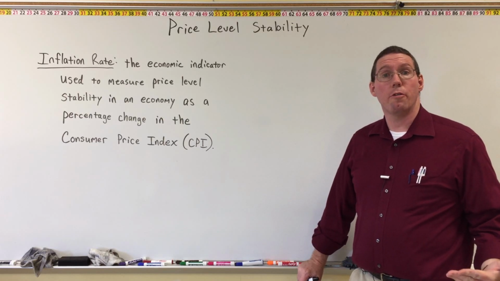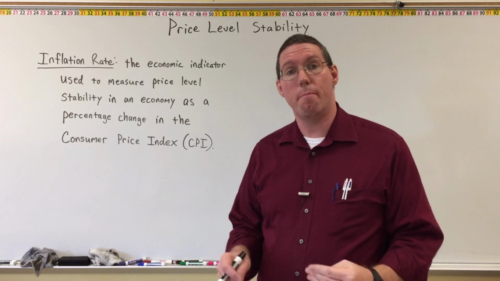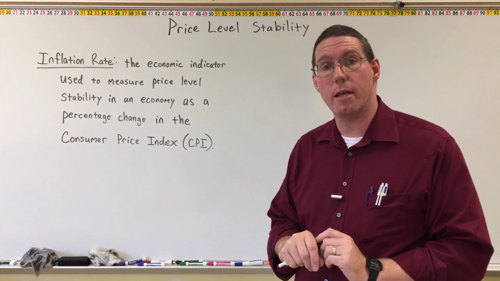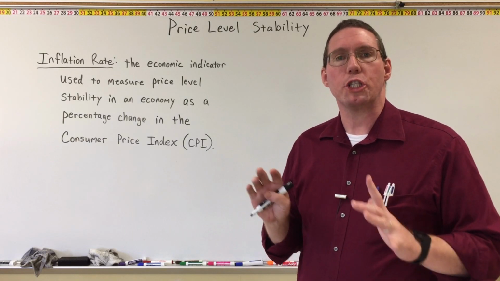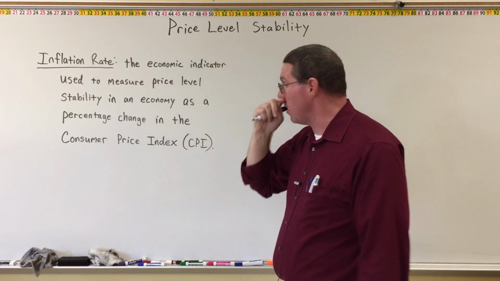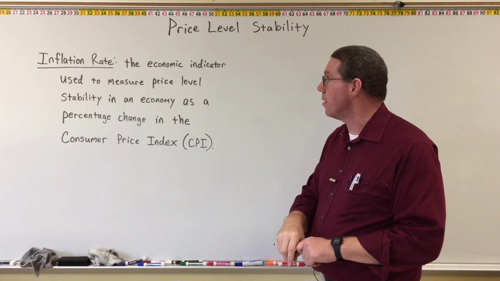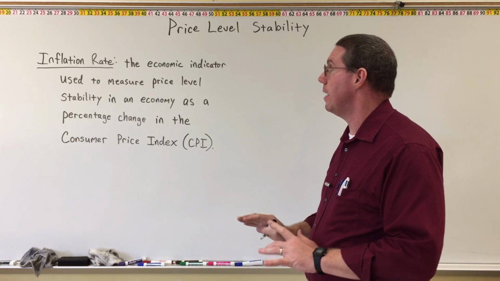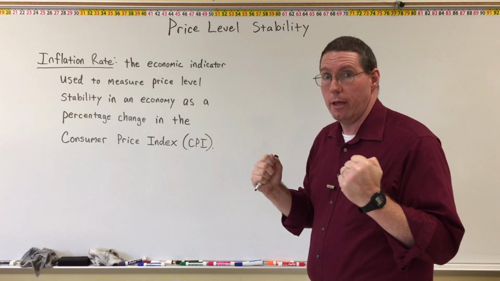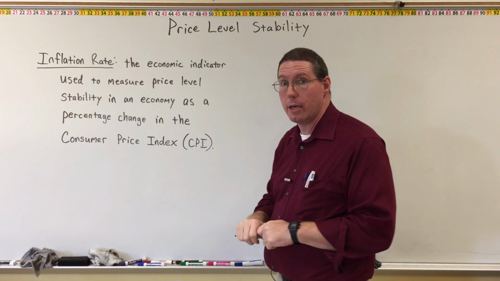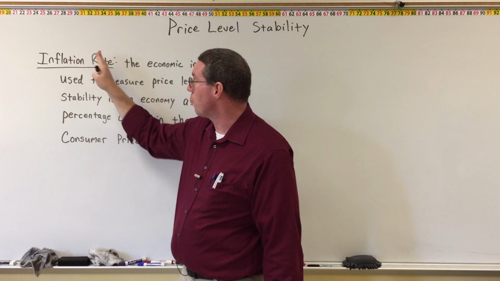All right, so now what we're going to move on to, now that we understand what the price level is, now that we have a definition for price level stability, we want to move on to measuring whether we are achieving price level stability in an economy. And like we said in the last lesson, we have an economic indicator that will help us know whether we are being successful in achieving price level stability in an economy. And that indicator is called the inflation rate.